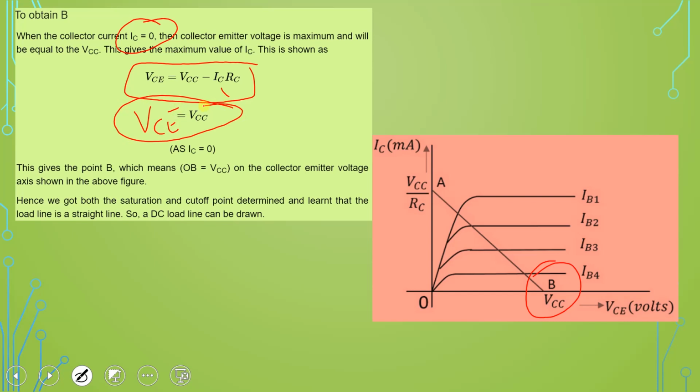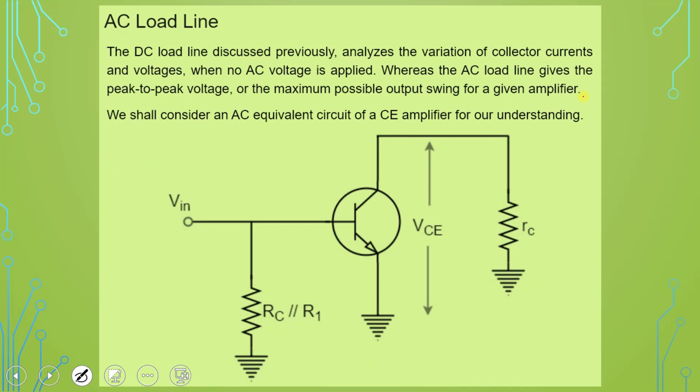Okay, so when we join this A and B, we will get the DC load line, because we talked about the DC biasing. Hence we got both the saturation and cutoff points determined and learned that the load line is a straight line, so the DC load line can be drawn. So this is how we are finding the value of A and value of B, and by joining these we are getting the load line. Which load line? DC load line.